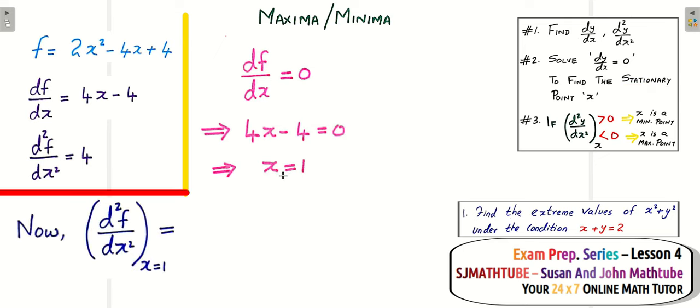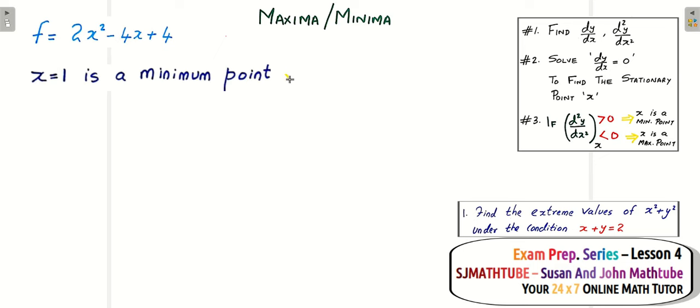Now let's go for the third step. Let's plug in this value in the second order derivative. We cannot plug in anywhere because I don't see any x over here. That means the value is 4 itself, and 4 is positive. That means we have a positive bend, and that implies this corresponds to minimum. Okay, that's it. So we found that x equal to 1 is a minimum point.